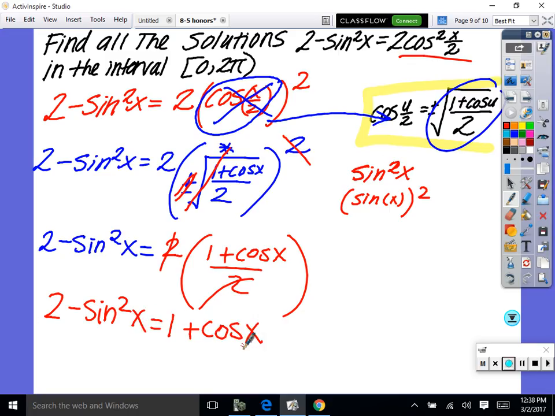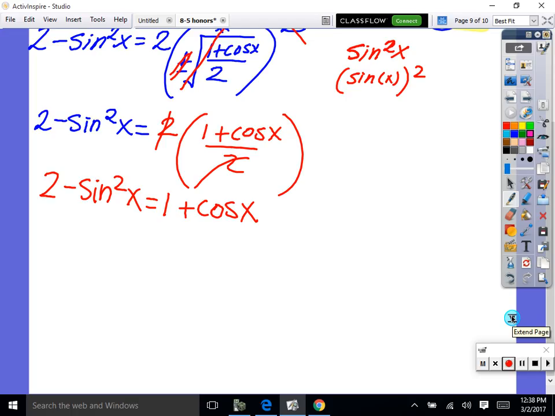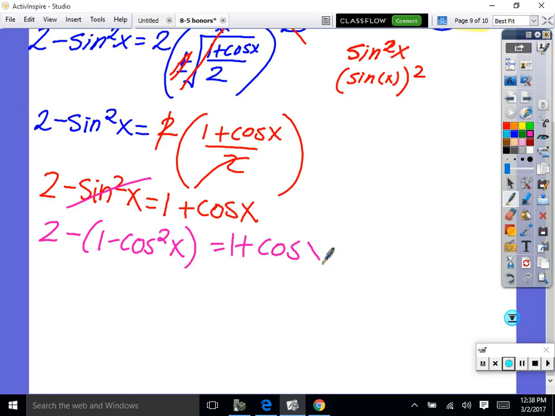We're trying to solve it. So we solved these now. Now, what was our goal? We were trying to get it all in x terms, and we do have that. So now we just solve it like normal. You'd say, I've got to have just sines or cosines. So can I change that to cosine? Right? Because we can't change that. It's stuck. So 2 minus 1 minus cosine squared x, I rewrote that, equals 1 plus cosine of x. And now we'll solve. So that's 2, distribute the negative, minus 1 plus cosine squared x equals 1 plus cosine of x.